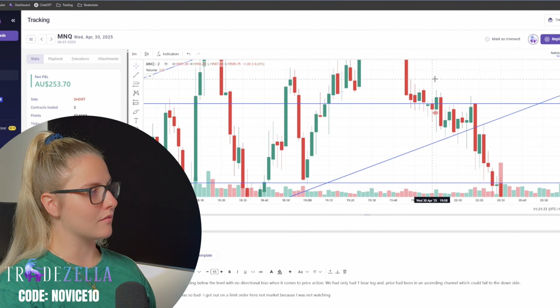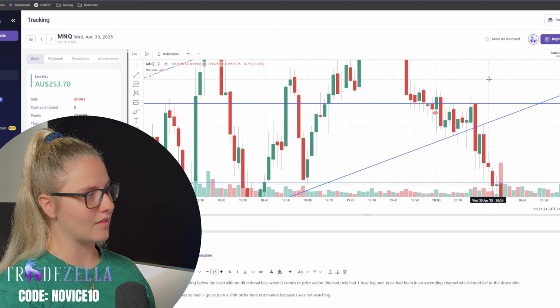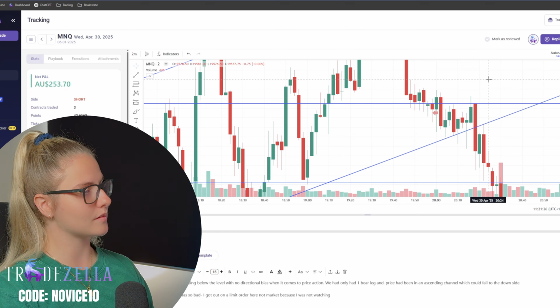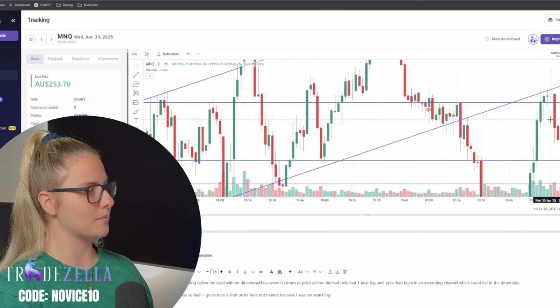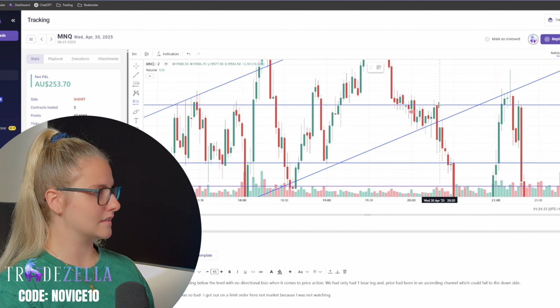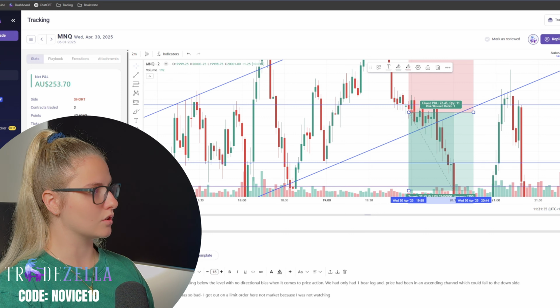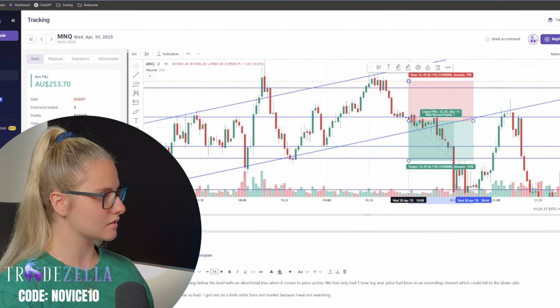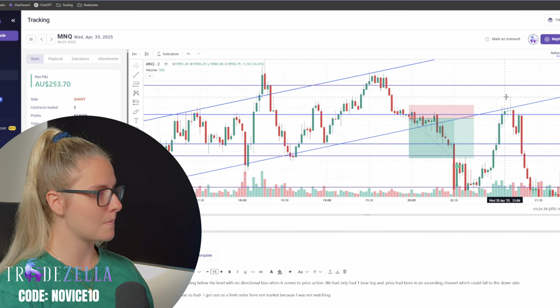I had my stop above this kind of mess here, as I figured that was the top of the pullback. I might just pop that in for you guys so I can show you the trade in terms of multiple, all of that sort of stuff. So I had my stop above here.